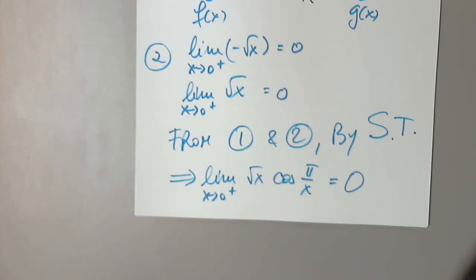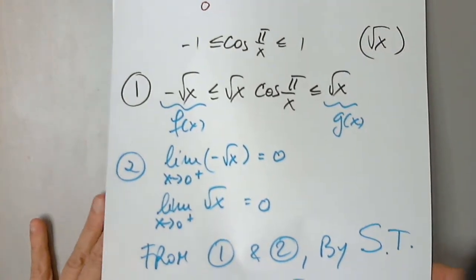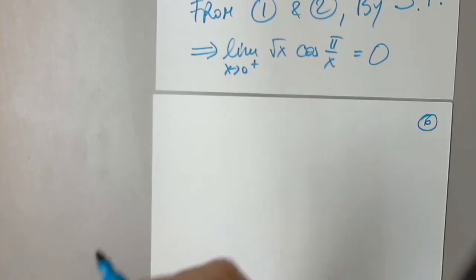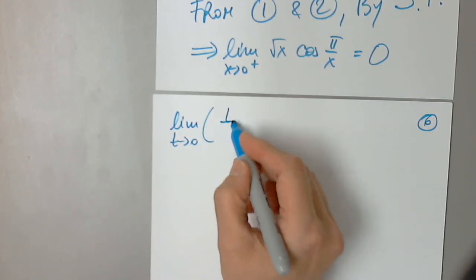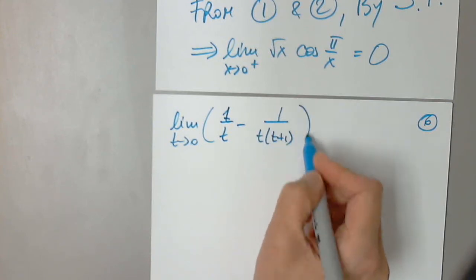Okay. Next problem that catches your eye. Yes, please, Eddie. 5D. Let's jump to 5D for now. Very good. Any questions on number 1? Okay. In 5D, we have the limit as t approaches 0 from either side of 1 over t minus 1 over t plus 1.